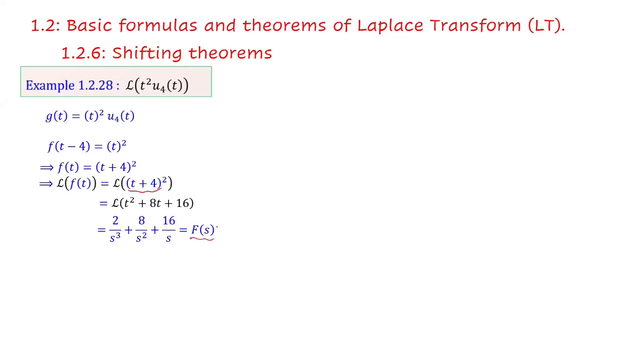Then we apply the formula for this Laplace transform. f(t minus 4) u4(t) is equal to e to the power minus 4s F(s). So here f(t minus 4) is t square, so this is the formula. We already calculated F(s), so therefore we just substitute it for F(s) and we get the answer: e to the power minus 4s multiplied by this.